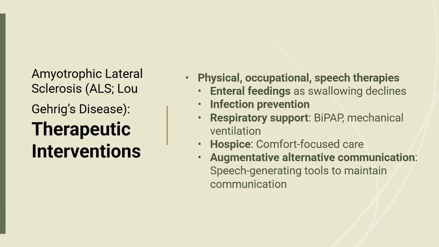A percutaneous endoscopic gastrostomy tube, or PEG tube, allows ALS patients to maintain proper nutrition and hydration while reducing the risk of aspiration pneumonia. The decision to place a feeding tube is ideally made early, before respiratory function declines severely.